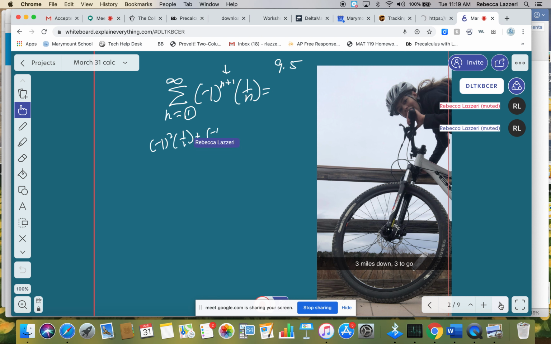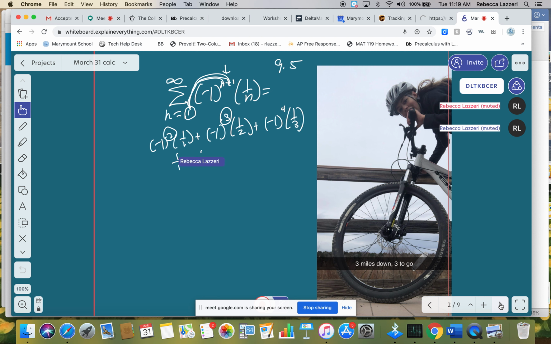And then I get -1 to the third times 1 over 2. And then I get -1 to the, I'm filling in 1, I got squared. I'm filling in 2, I got cubed. I'm filling in 3, so it's -1 to the fourth, and 1 over 3. So be careful, just go slowly. This gives me a +1. I don't know why I put 1 over 1.